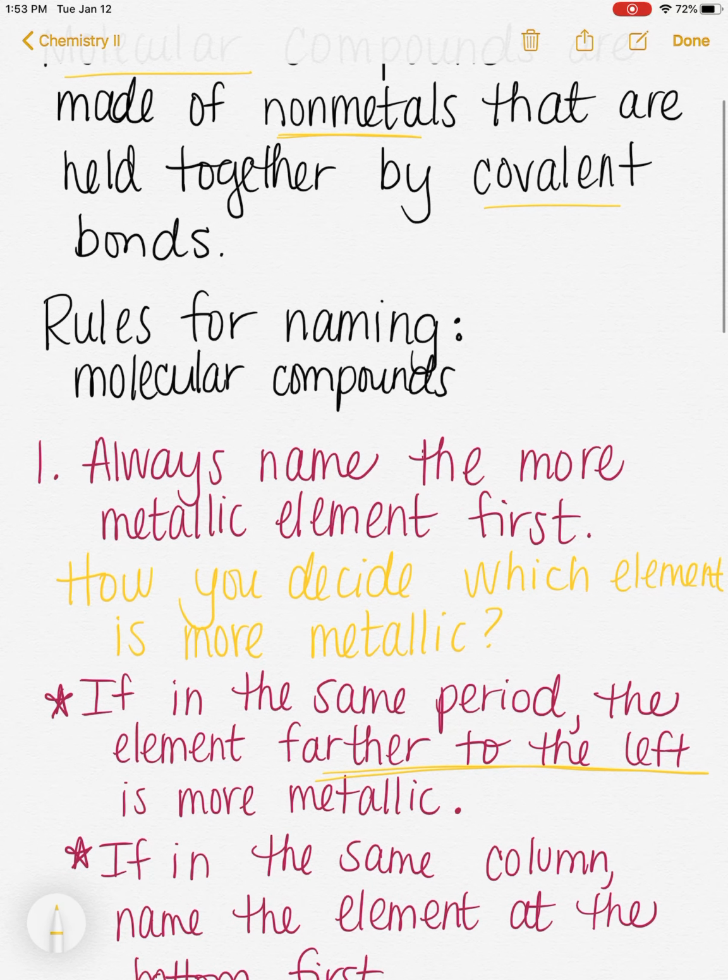Our rules for naming the compounds are a little bit different than the ionic rules that we had reviewed. You are not going to be crisscrossing or simplifying at all when you are naming and writing formulas for molecular compounds. So a brief review.